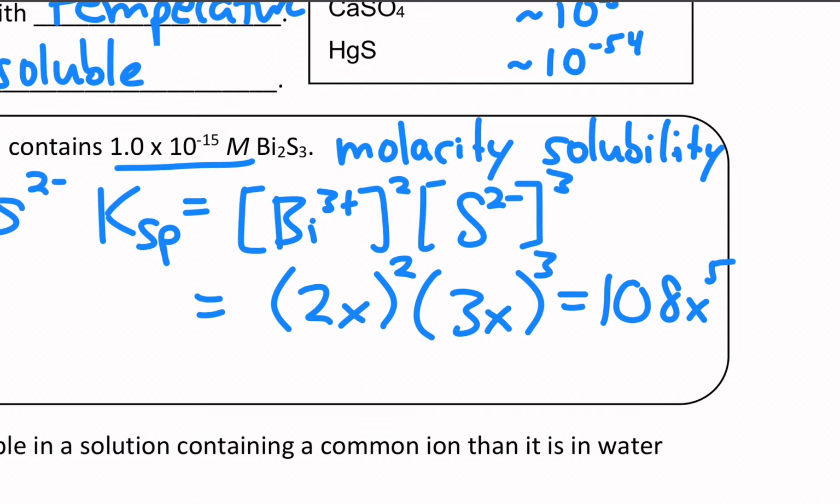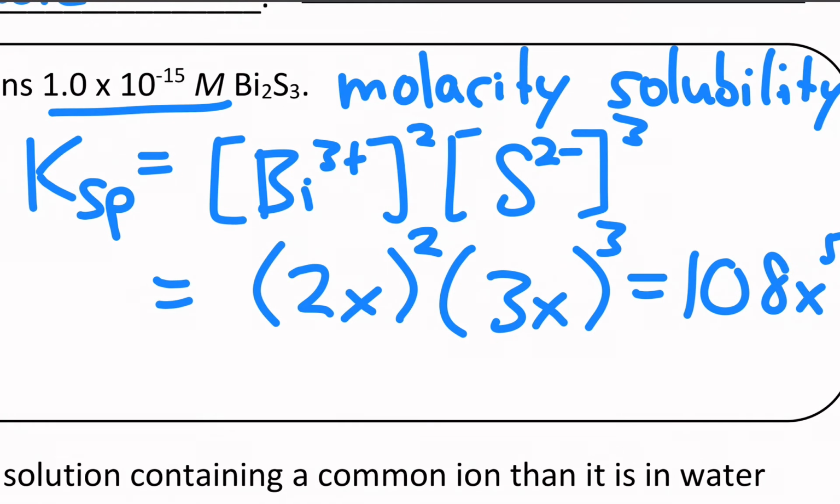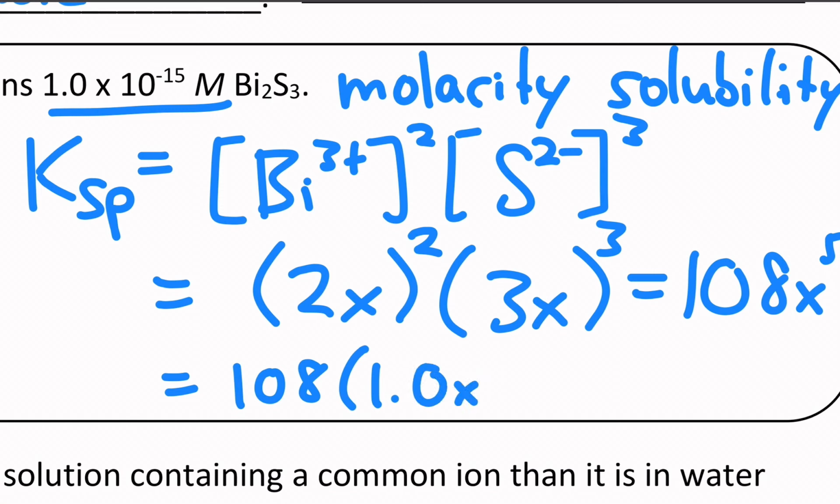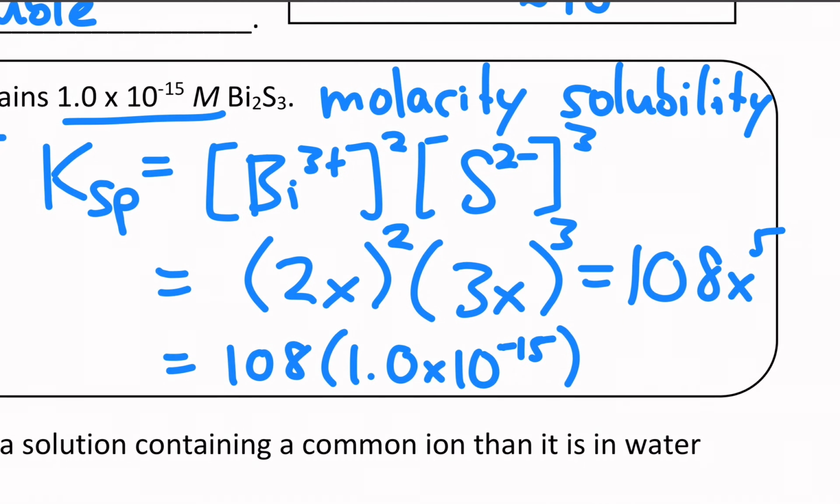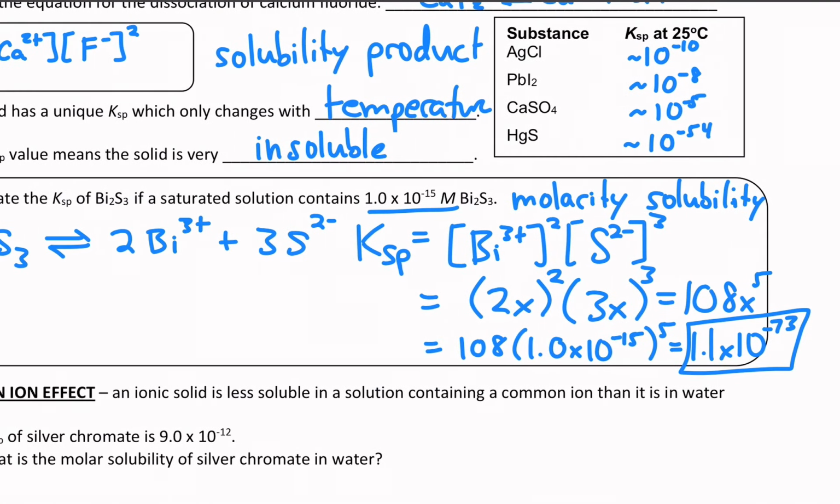But in this case, we actually know what the value of x is. x is the molar solubility. So if we plug in 1 times 10 to the negative 15, I get 108 times 1.0 times 10 to the negative 15 to the 5th power, which gives us 1.1 times 10 to the negative 73. Very small number, again showing how insoluble these things are.